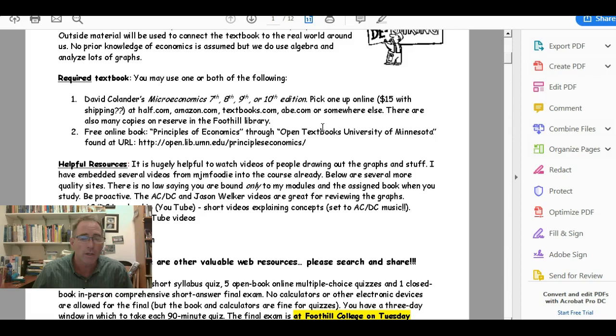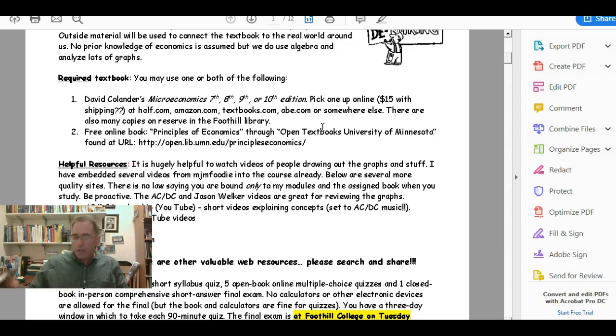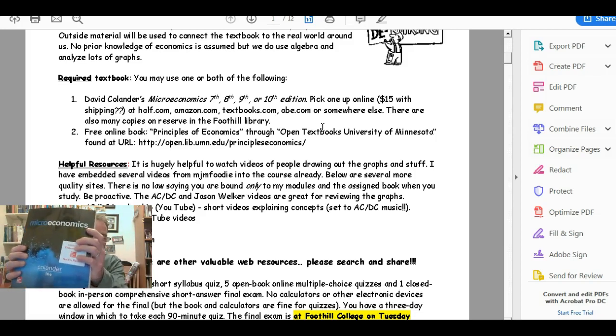The textbook, I give you lots of options for textbooks. So one option is to use David Colander's book. You can use the 7th edition, which looks like this. You can use the 8th edition, which looks like this. You can use the 9th edition, which looks like this. Or you can use the 10th edition, which looks like this.